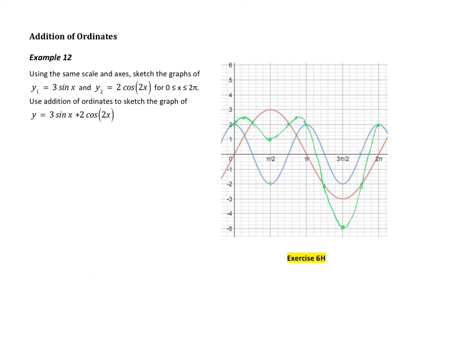Questions in 6H, look, do a couple of them. Obviously, I forgot to put them down. So a few questions from 6H there, just to practice that process with the trig graphs.